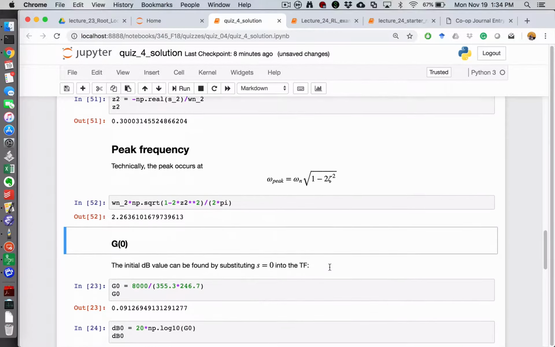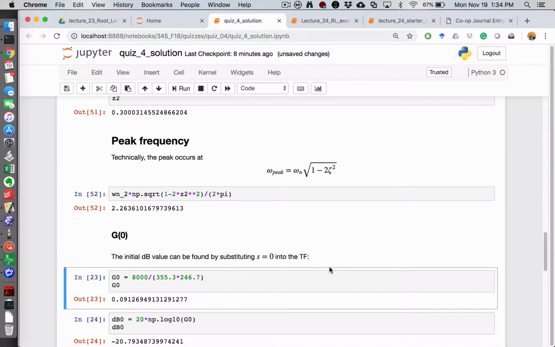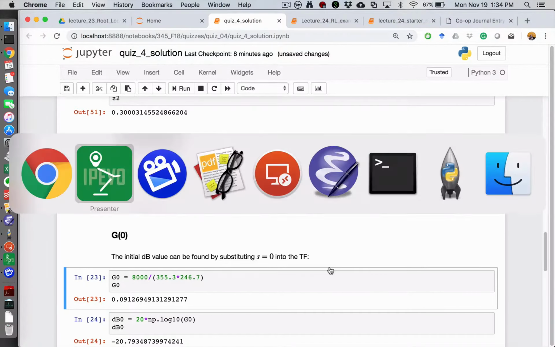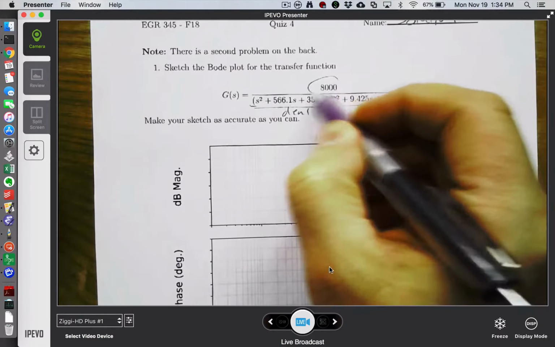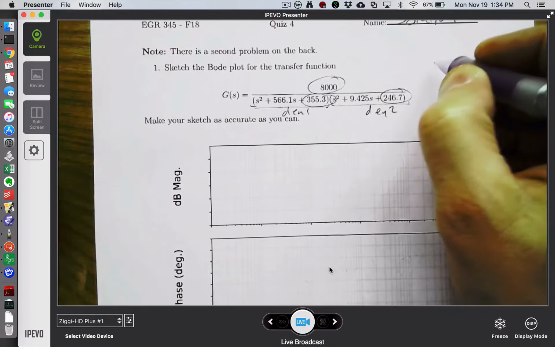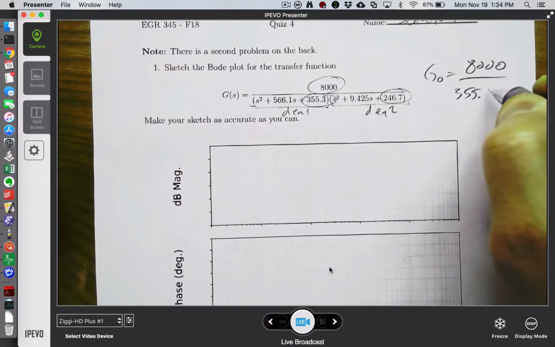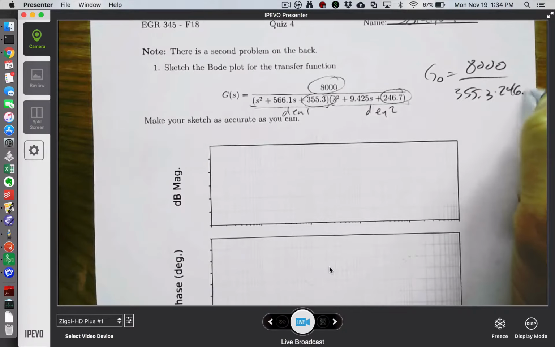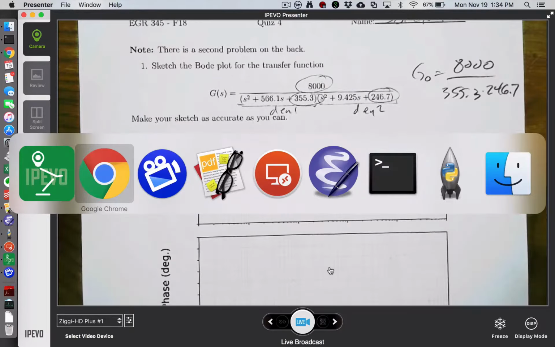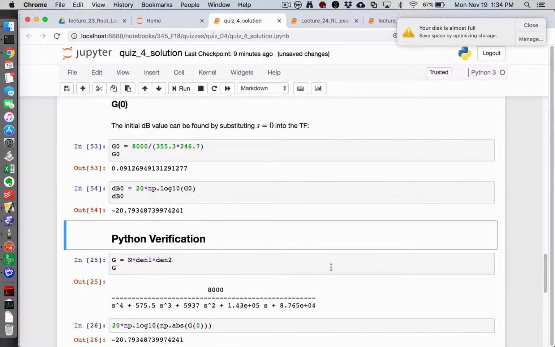And the last thing we need to know is what decibel value this Bode plot starts at. If I plugged in s equal to 0, I would get this in my numerator and this number times this number in my denominator. So G of 0 is 8,000 divided by 355.3 times 246.7. If I do that calculation, that turns out to be a little less than 0.1. So in decibels, that's a little less than negative 20.